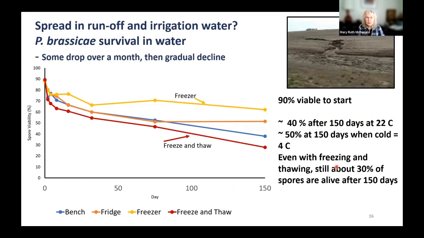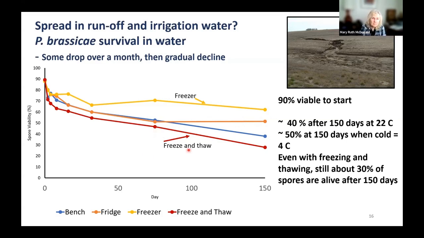One of the other concerns is that clubroot can spread in runoff and possibly in irrigation water. So recently, a graduate student looked at survival of the resting spores over time. These are days, so 150 days or 5 months, under different temperature conditions. If we put the resting spores in water and then freeze it, if we just leave it out at room temperature in our lab, if we put it in the refrigerator at 4 Celsius, or if we freeze and thaw it.